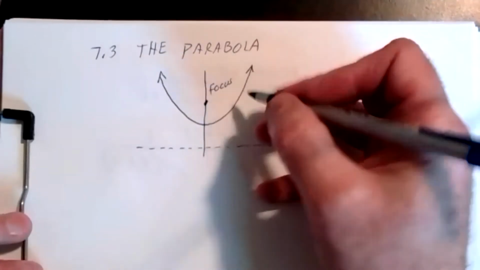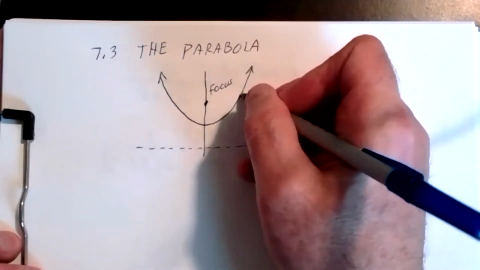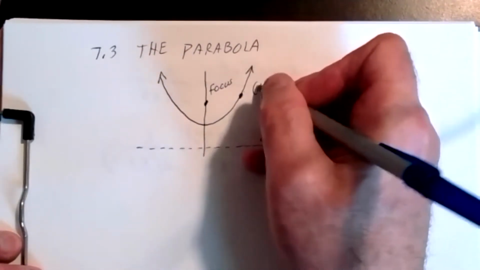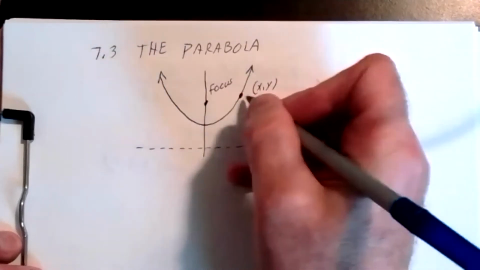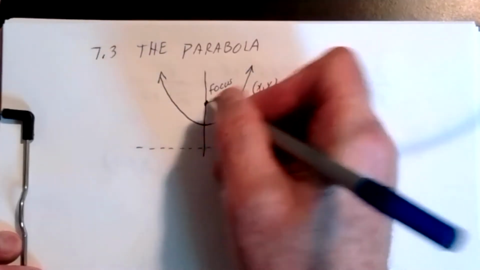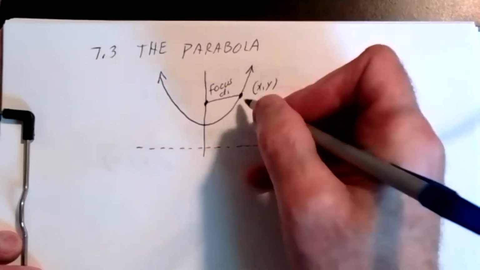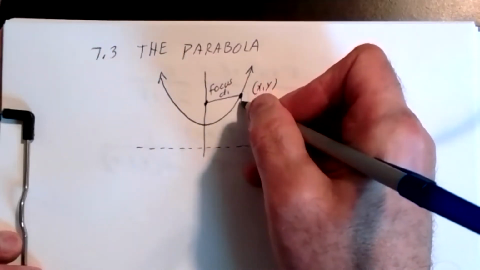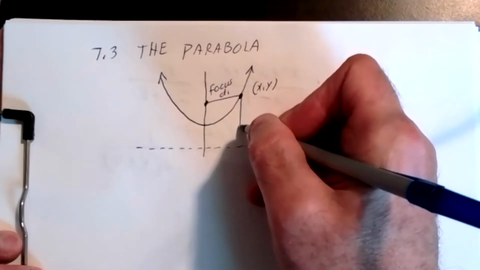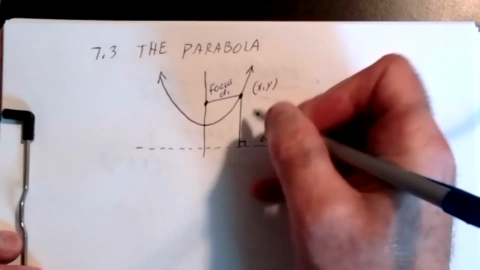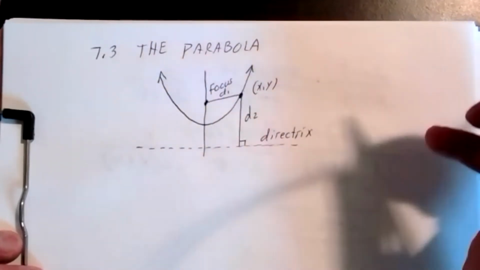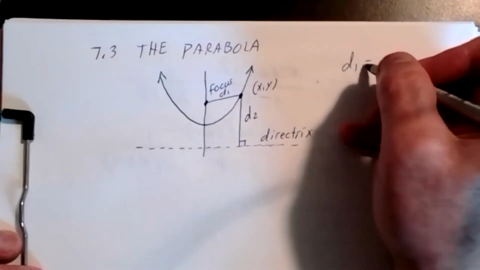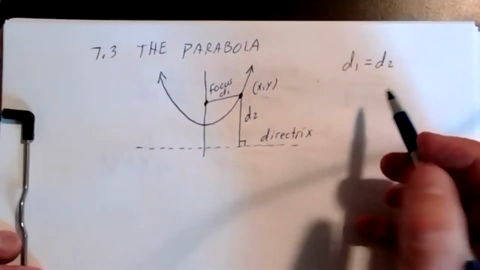And the idea behind this is that if you choose any point on this parabola, any arbitrary point x, y, and compute the distance between that point and the focus point, call that distance d sub 1, and then also compute the perpendicular distance between the arbitrarily chosen point of the parabola and this line called the directrix, call that distance d sub 2. As it turns out, ladies and gentlemen, these distances are equivalent to each other.